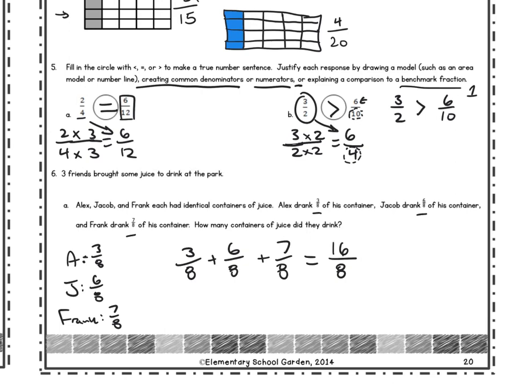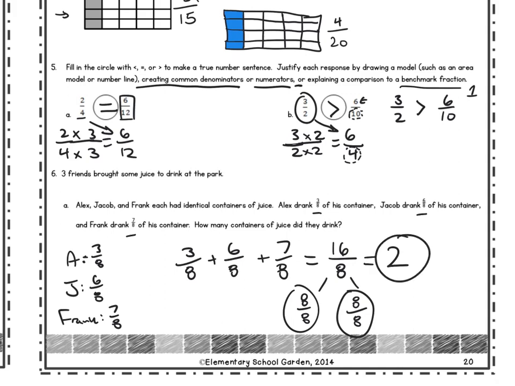And so if I have 16 eighths, I can decompose this into 8 eighths and 8 eighths. And since 8 eighths and 8 eighths are both equal to 1, I know that what I'm dealing with here is actually 2 full containers. So to answer the question, how many containers of juice did they drink? They drank 2 full containers, which is the same as 16 eighths containers.